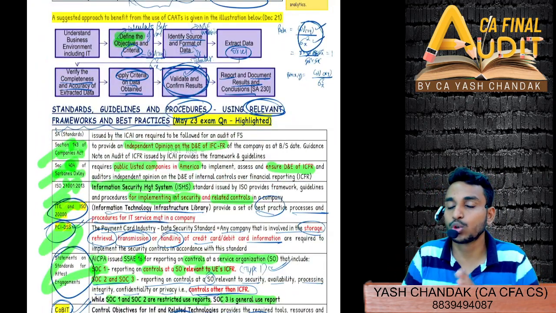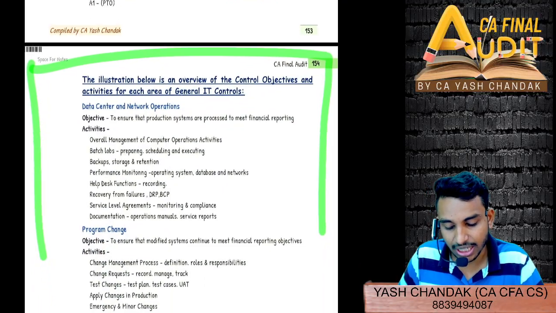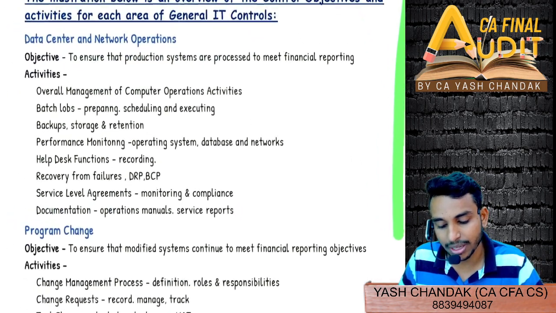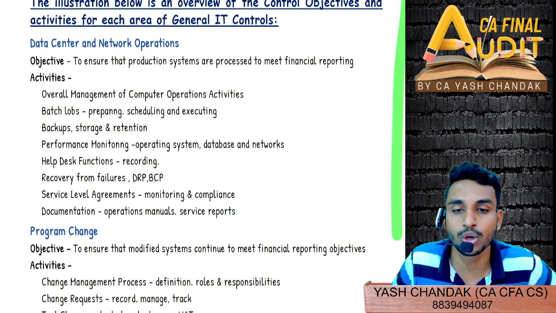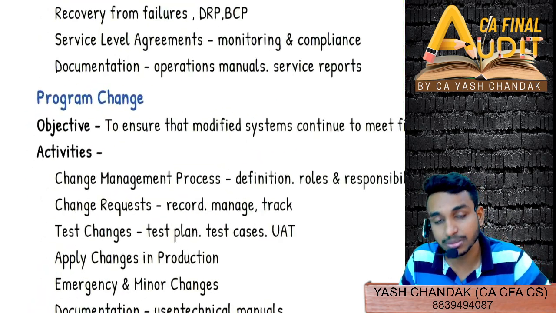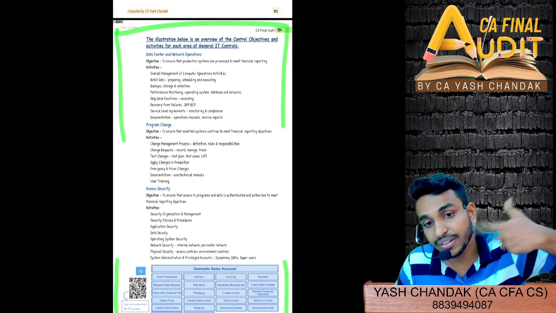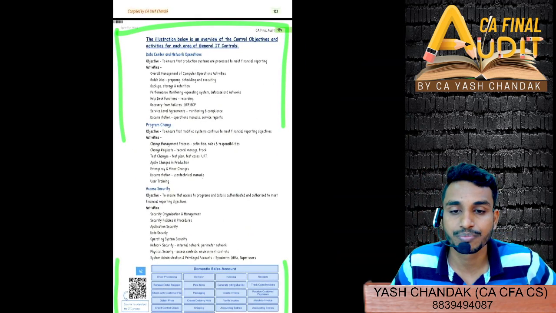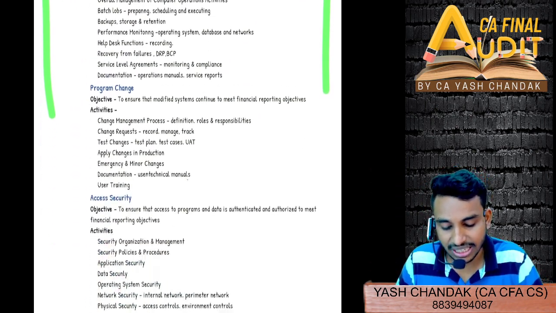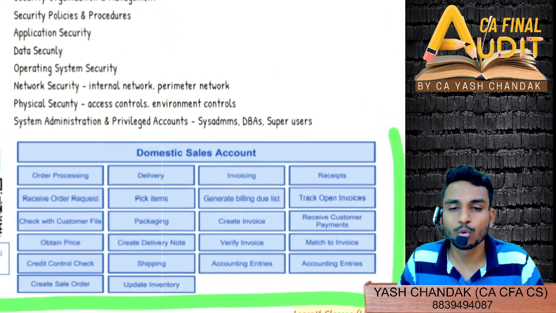And then the annexure, you can go through the same, which deals with general IT controls. These are the 3 activities if you see: data center network operation, program change, and access security. Do you remember the mnemonic? Within each example of general IT controls, you'll get the illustrations within each and every activity level. And then lastly, OTC, which you can go through in a one-minute video.